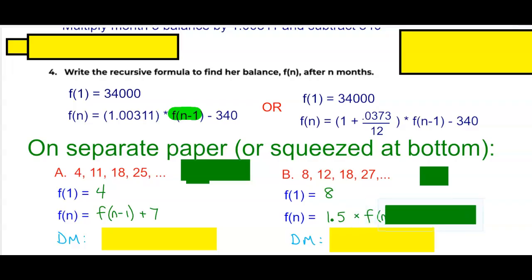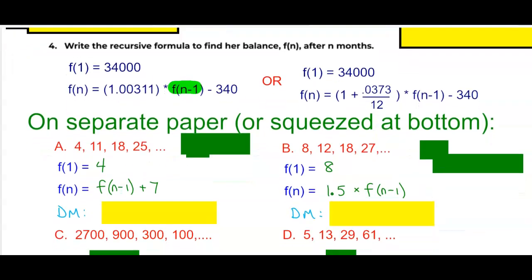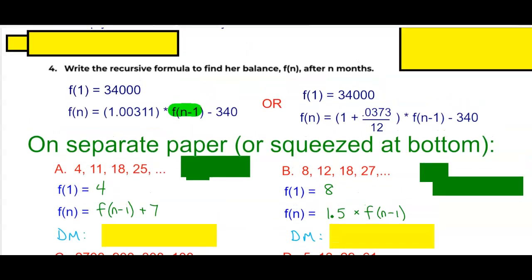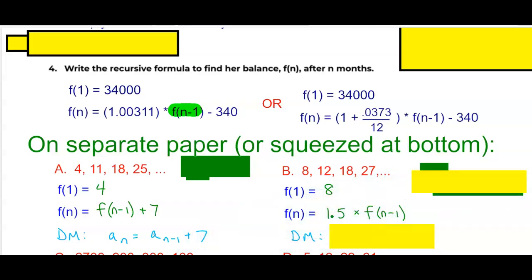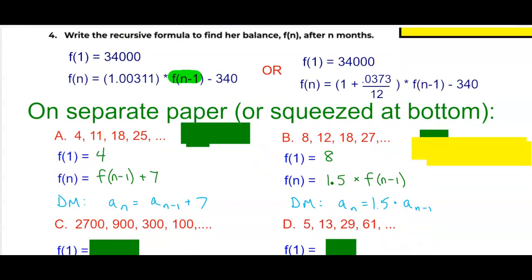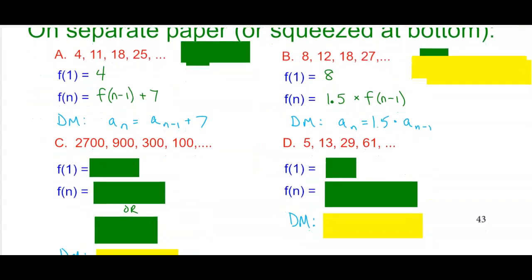1.5 times the previous term. Now when you go to Delta Math, you have to enter it differently, because remember, it's not using f's in Delta Math, it's using a's. So the formula would say a_n, and you would use a_(n-1) plus 7. So it's the same thing that you're doing, it's just putting an a instead of an f. And you have the same thing over here, 1.5 times a_(n-1). All right, a couple more for you to try, and then we'll be finished with this part.